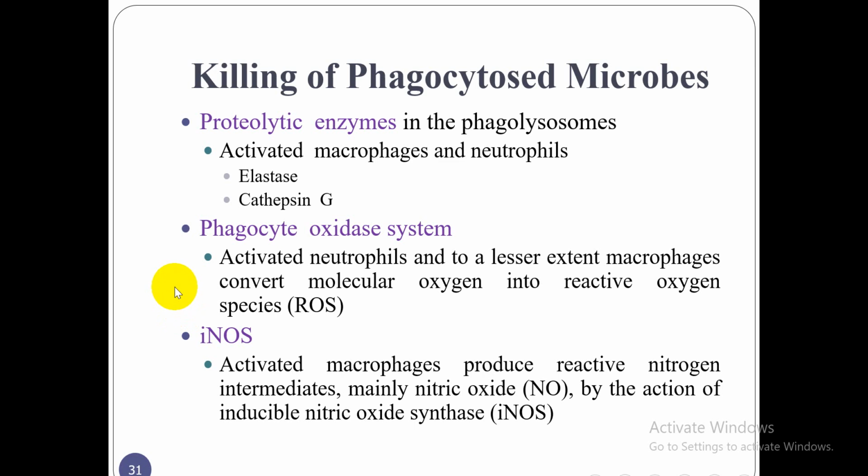The first one is proteolytic enzymes such as elastases and cathepsin G, which are present in lysosome, and after the fusion of the phagosome to lysosome, these enzymes could kill the microbes. The second one is production of reactive oxygen species by phagocyte oxidase, and the third one is the production of nitric oxide by inducible nitric oxide synthase.